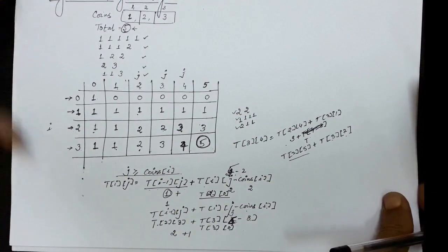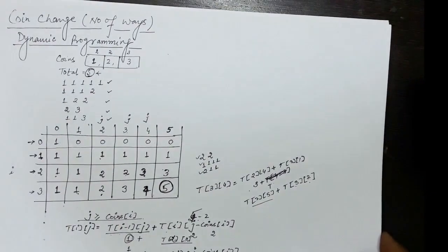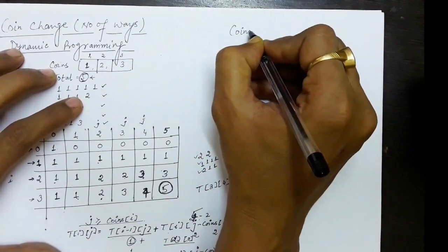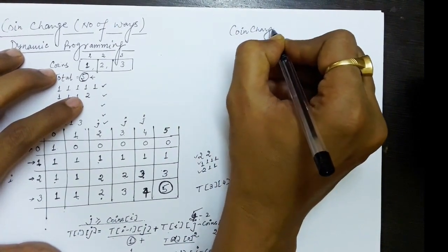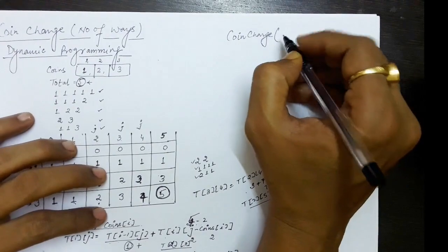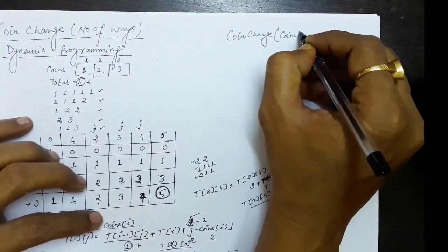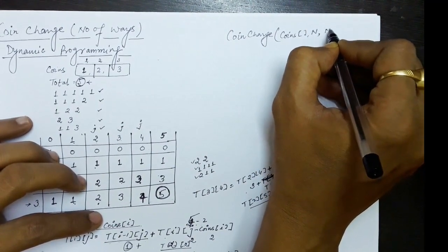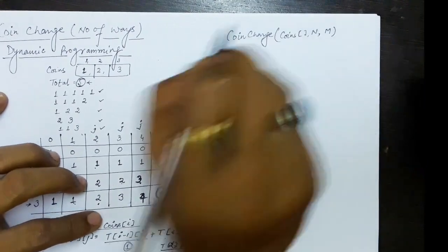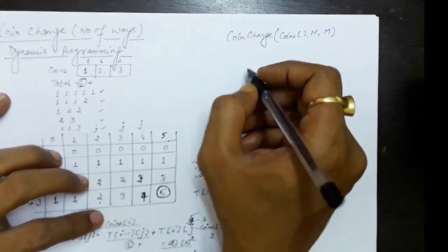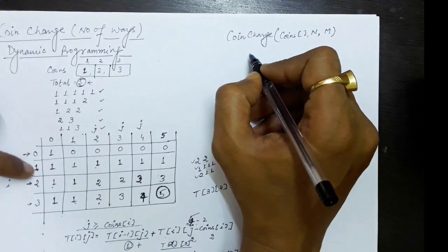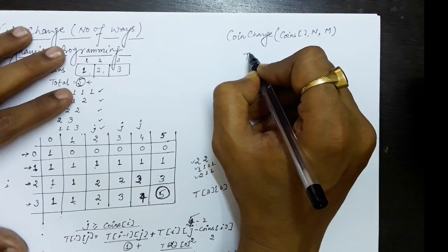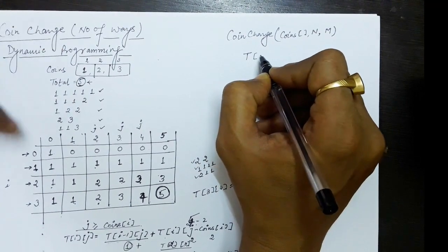Okay. Now for finding out the algorithm for the same, it remains actually the same. Whatever we have written, it is just that we should write it in the form of the algorithm. So coin change, and what are the things given? The coins array is given. The total number of coins is n, and the denomination, let's say, that we have to generate is m. Fine. So we need to have a table here. Let's say this table is T, and the table will have a size.